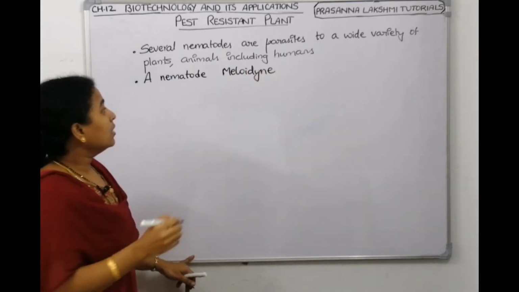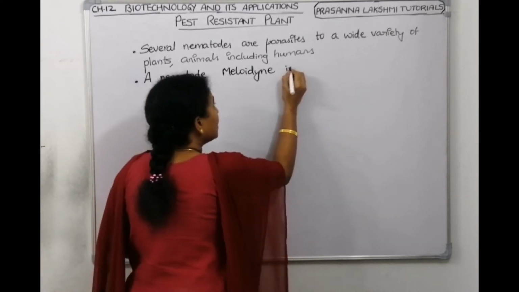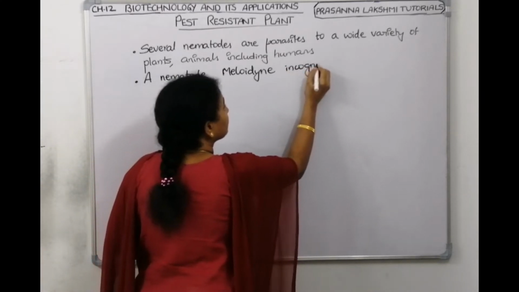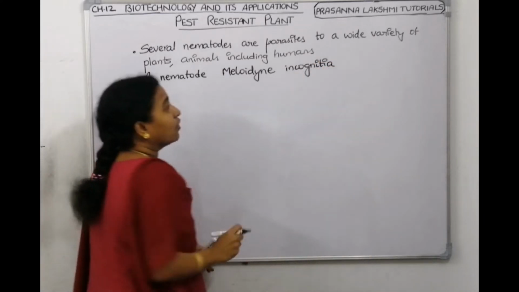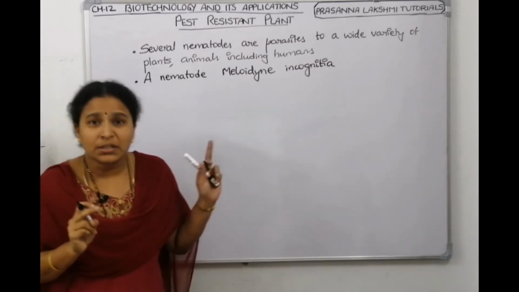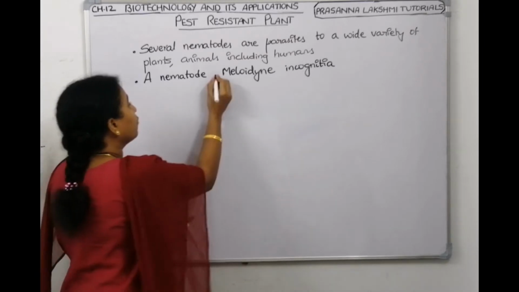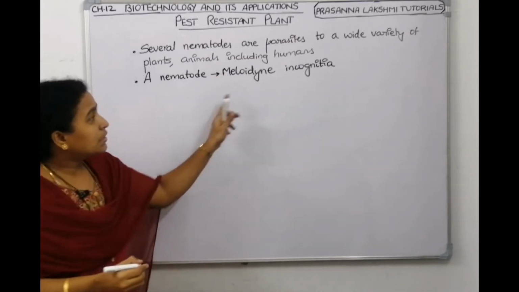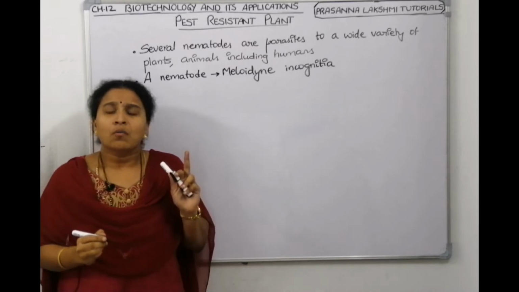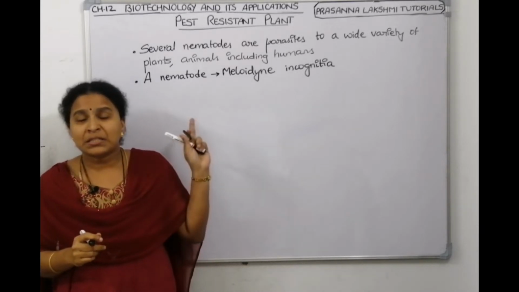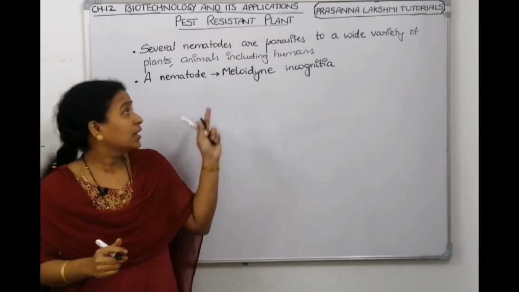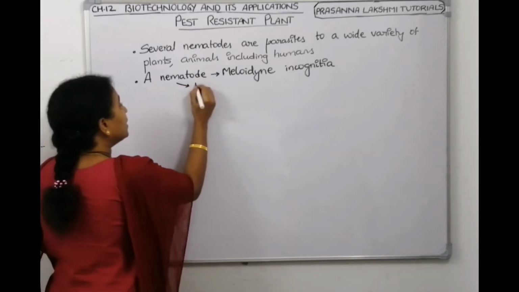Meloidogyne incognita. What is this? This is the name of a nematode. What does it cause? It will infect the root of the tobacco plant. This nematode is present in the soil.